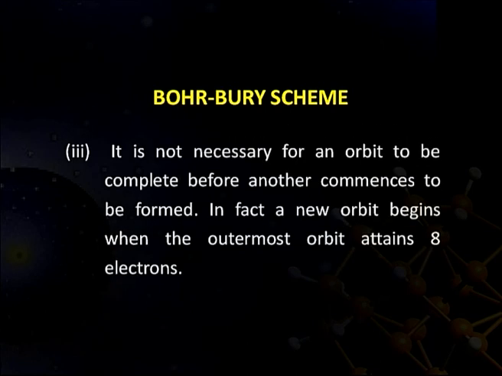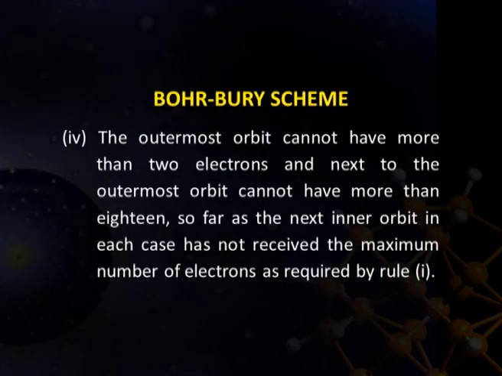It is not necessary for an orbit to be complete before another commences to form. In fact, a new orbit begins when the outermost orbit attains 8 electrons. Next point, the outermost orbit cannot have more than 2 electrons and the next to the outermost orbit cannot have more than 18, so long as the next inner orbit in each case has not received the maximum number of electrons as required by rule 1.